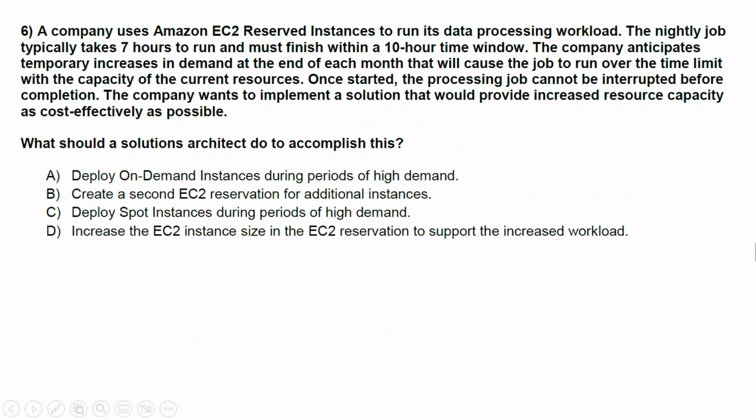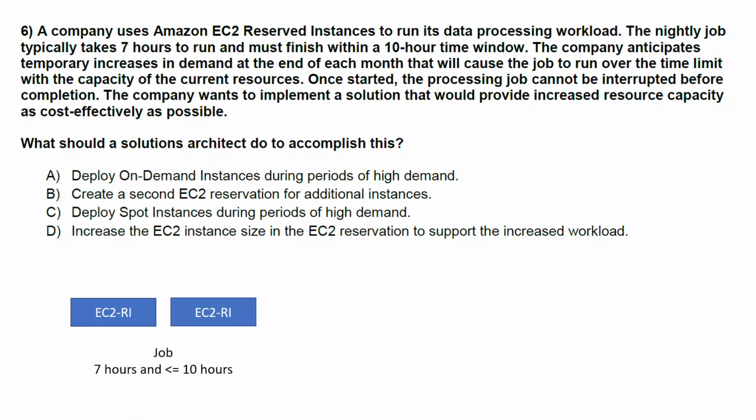Question 6. A company uses Amazon EC2 reserved instances to run its data processing workload. Here the job takes 7 hours and must finish within a 10-hour window. So what is the issue here? The month-end jobs are expected to take more than 10 hours with the current resources. So this is going to exceed the 10-hour time window we have.